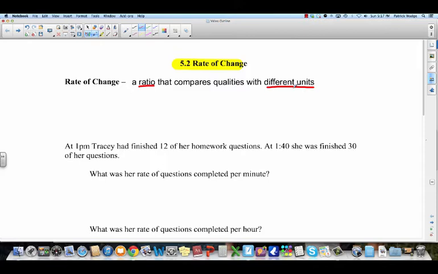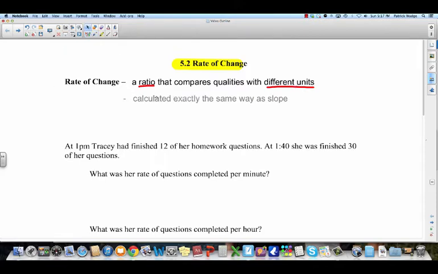But if you look at something like speed, or how about distance per hour? Well, those things are completely different, distance per hour. Or how about hamburgers eaten over time? Those are completely different things. So these are examples of rates. Alright, we'll do some more examples in a second.